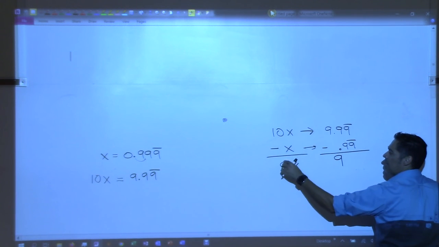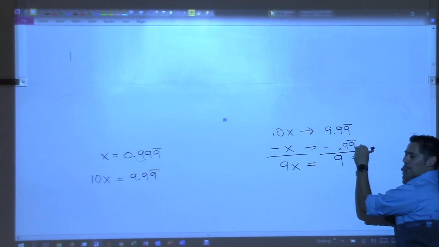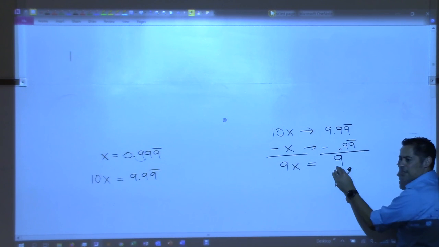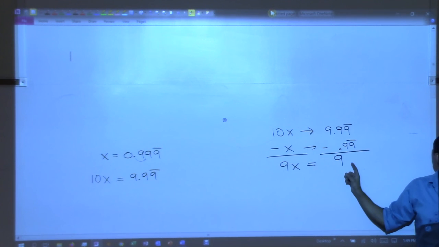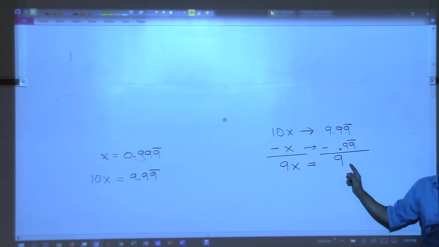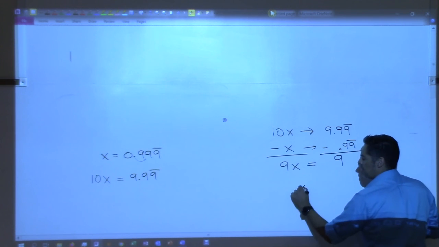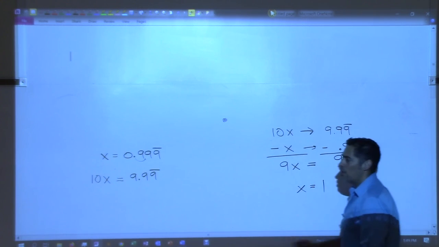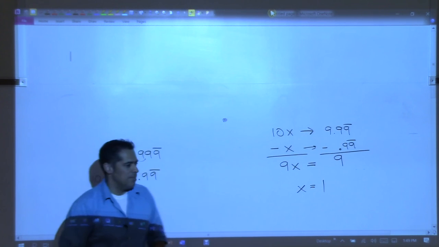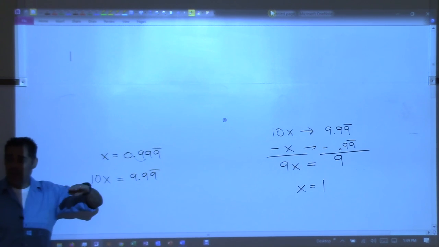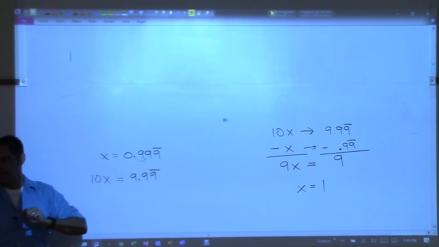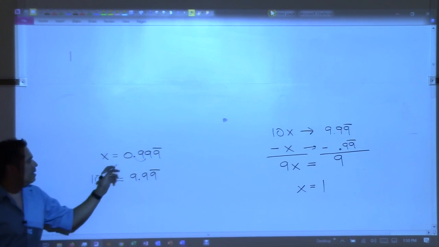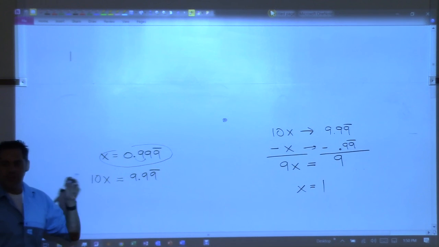So 10x minus x should be equal to this minus this. But that means 9 times x is 9. What number do you multiply 9 by to get 9? 1. This would mean that x has to be what? 1. So what am I saying? I'm saying that the number 0.9999 forever is not the number right next to 1. I'm saying it is the number 1, which is really strange. The number 0.999 repeated forever is actually the same as the number 1.